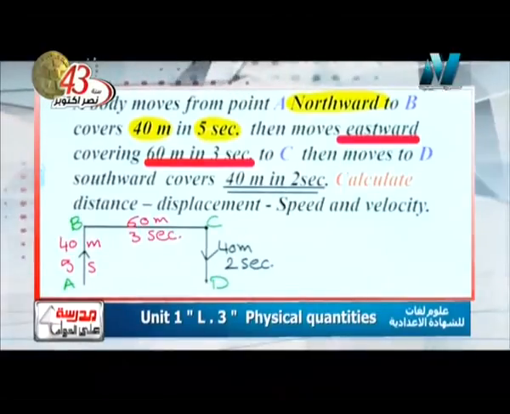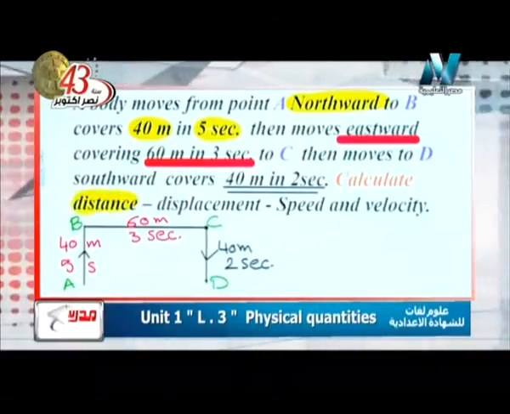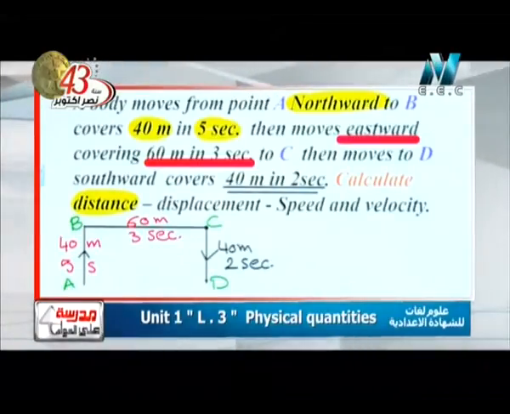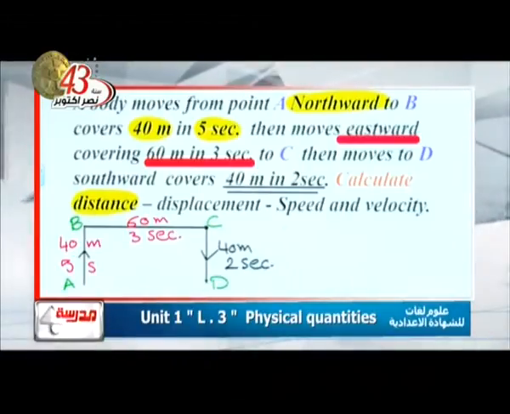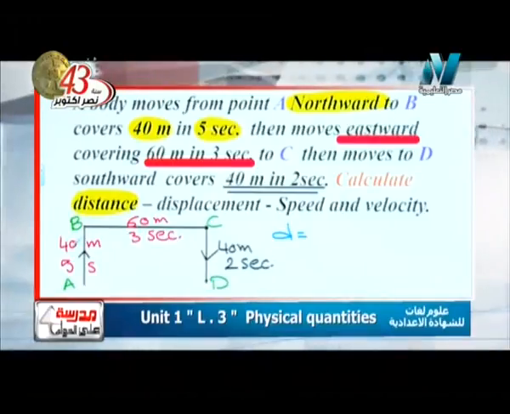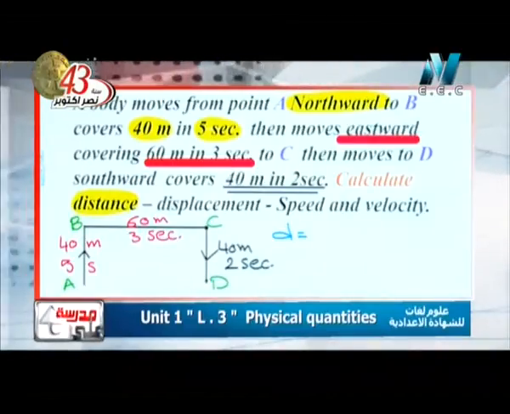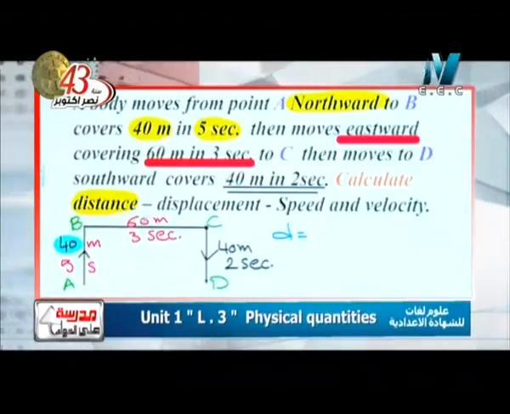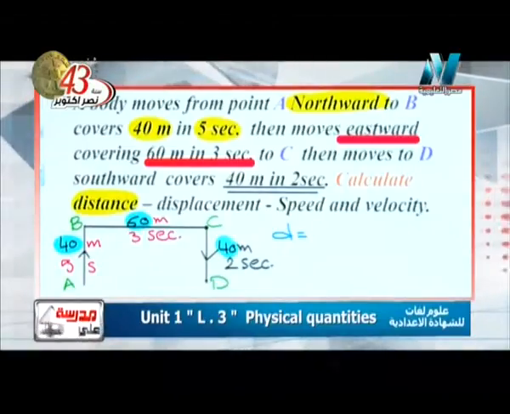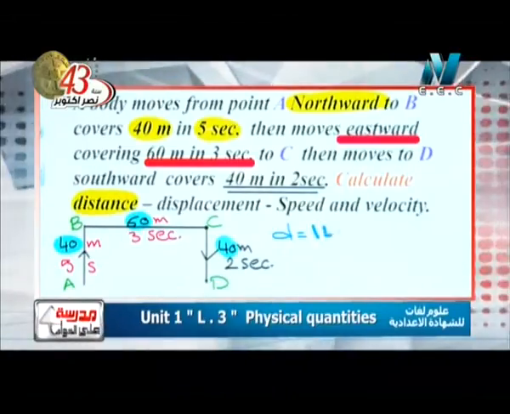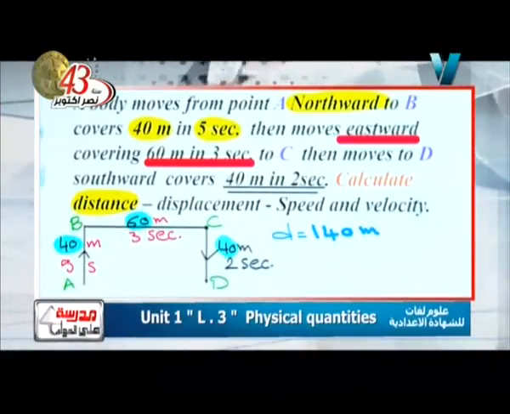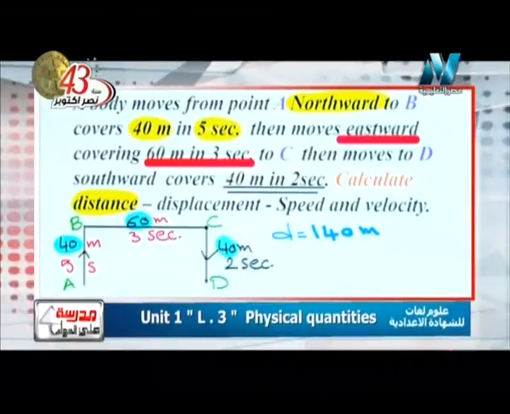Then we want to calculate distance. Number 1, distance, and we know distance is the actual length between the starting and ending point. So we calculate distance here. Distance equals 40 plus 60 plus 40. So distance equals 140 meters.